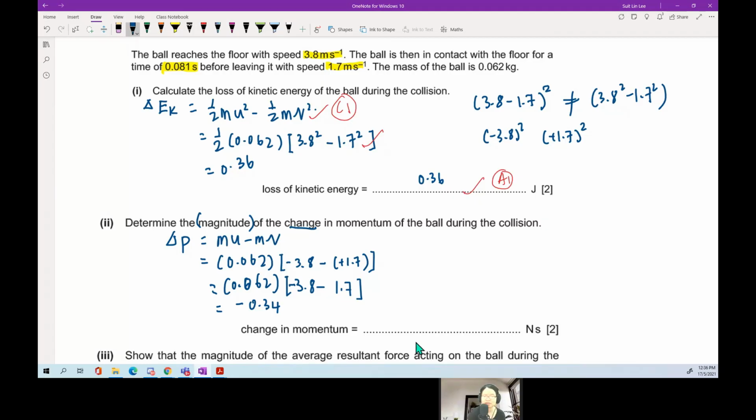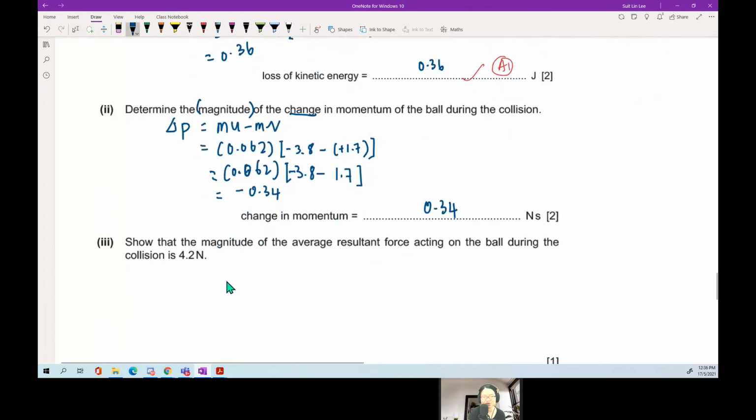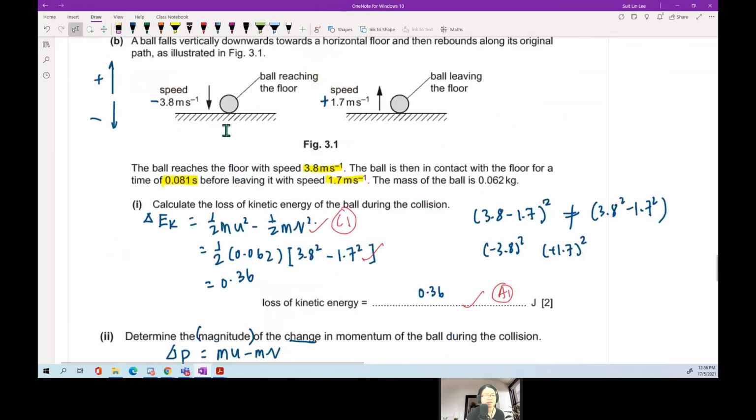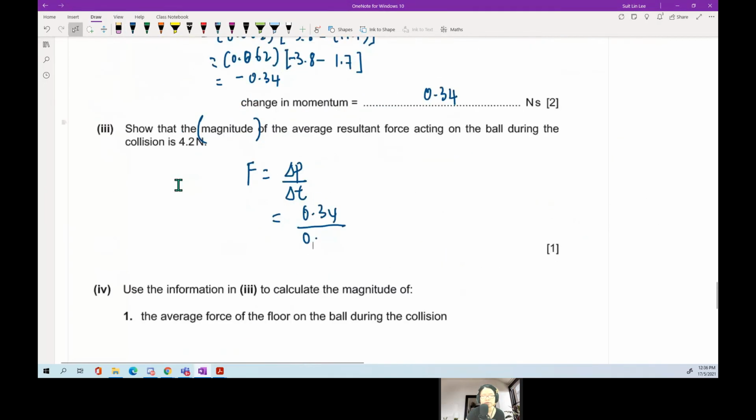Let's say you write like this, don't worry. Just continue with 0.34, or you cross everything out and rewrite it again. Take mv minus mu, the magnitude. Average force F is change in momentum over change in time. 0.34 divided by, what's the time again? 0.081. Very nice. 4.2 newtons. Everything to 2 significant figures is fine.